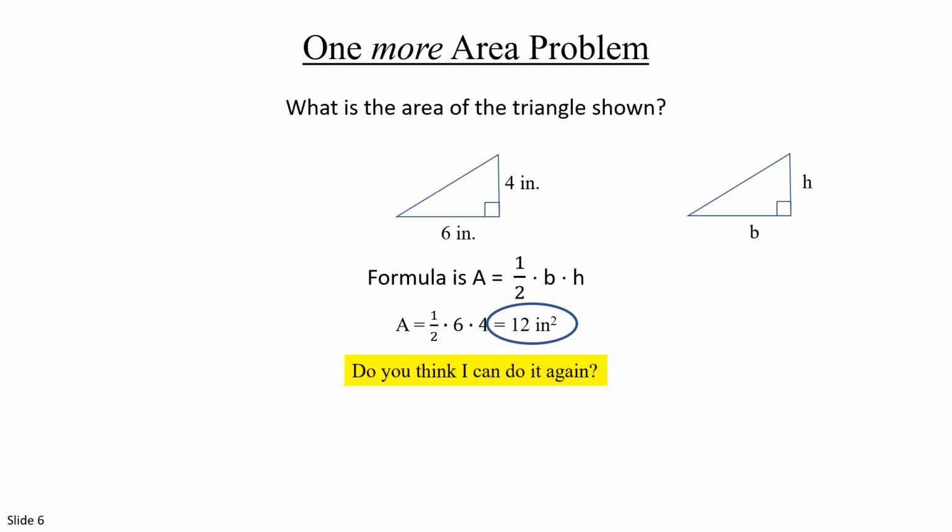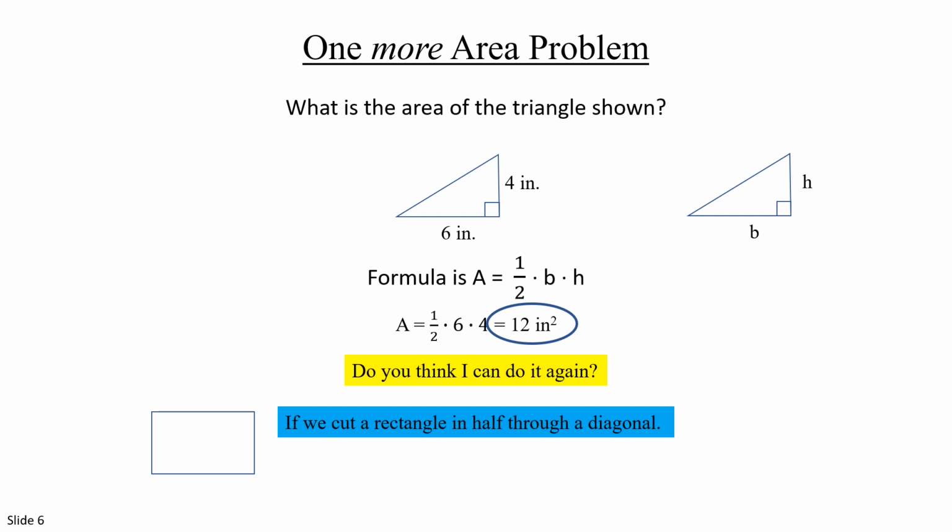Think we can turn it into a rectangle again? Oh, let's start with a rectangle and cut it in half through the diagonal. There we have it. So it's half of base times height, or half length times width. Pretty cool. Half length times width, where the length would be the base and the width would be the height. Yippee.